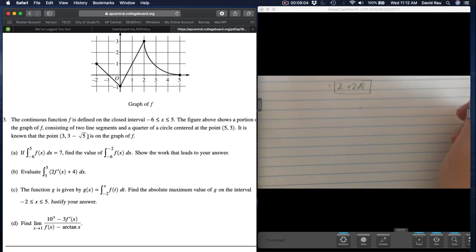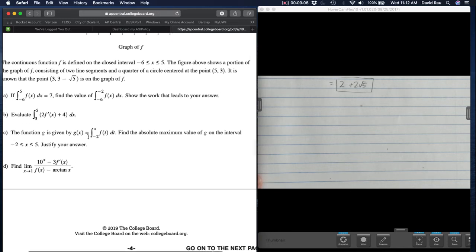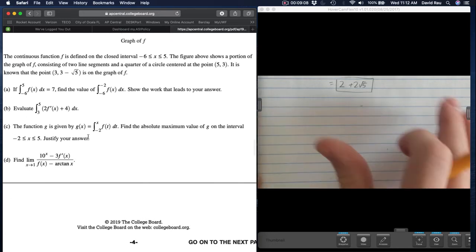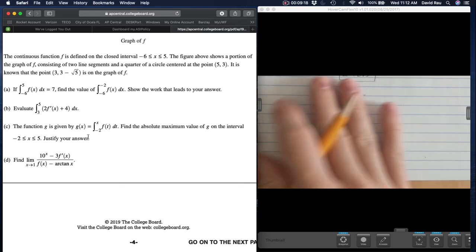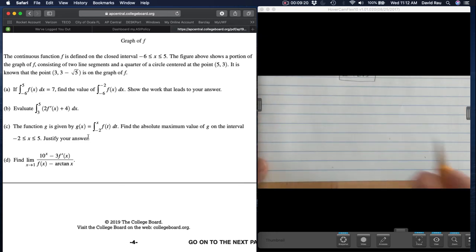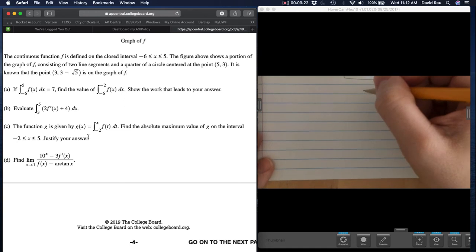Alright, part C. So we have function g is given by essentially an integral that has f of t, and we need to find the absolute maximum of g on the interval -2 to 5. Okay, how are we going to do that?